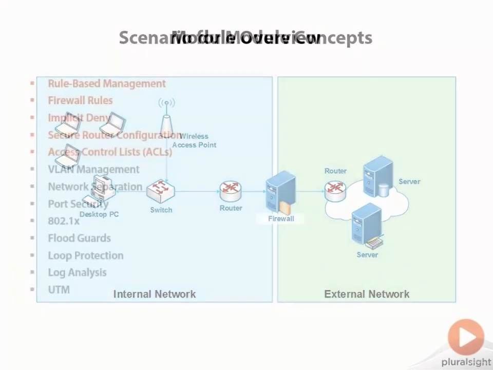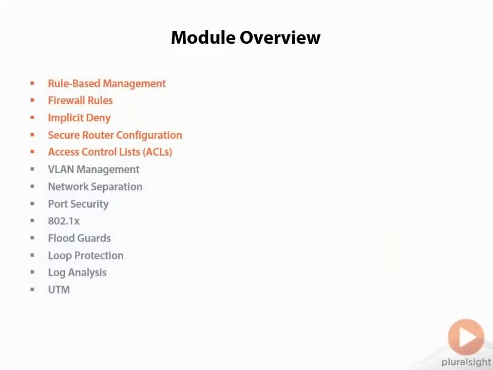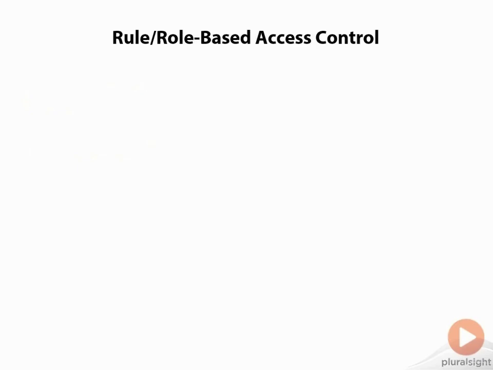All right, so in the first part here, we're going to cover rule-based management, firewall rules, implicit deny, secure router configuration, and ACLs, which is, as we talked about, how we secure the flow of network traffic. All right, so let's think about that. What does that mean? We want to secure the flow of network traffic. We want to basically be able to control what happens, what ports, what protocols, and so forth flow on the network, internal and then also to the outside world.